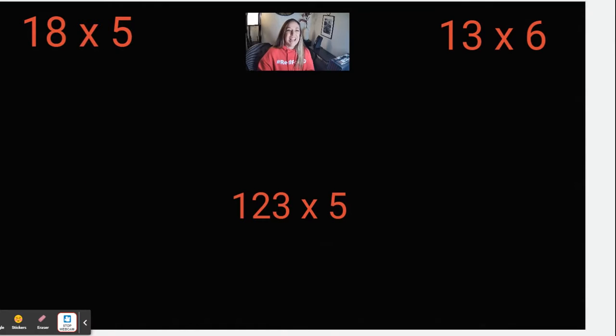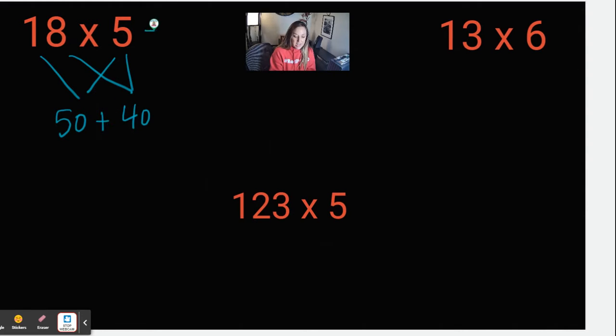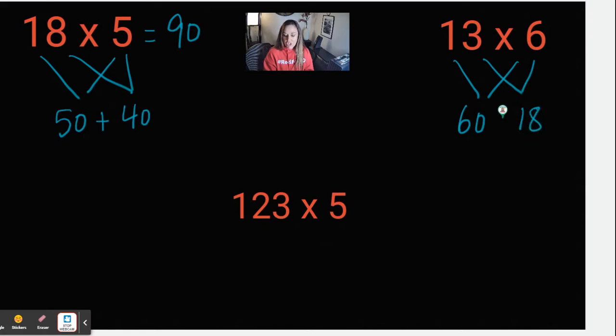Let me move myself here. 18 times 5. So you have 5 groups of 10, which is 50. And then you have 5 groups of 8, which is 40. And 50 plus 40 is 90. Okay, 13 times 6, you have 6 groups of 10, which is 60. And then you have 6 groups of 3, which is 18. So 13 times 6 is 78.